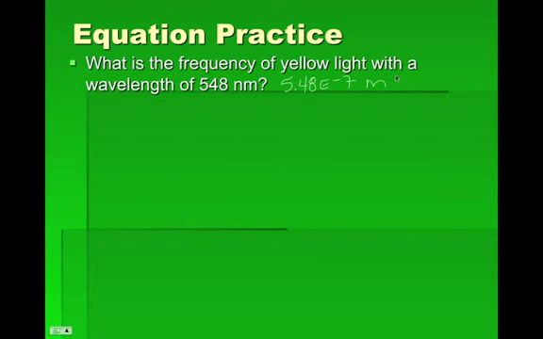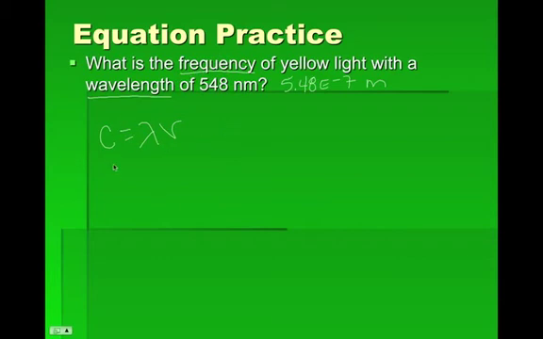So the question wants to know, what is the frequency of yellow light with a wavelength of 5.48 times 10 to the negative 7 meters? So we know wavelength. We're trying to calculate frequency. What's the formula that relates wavelength and frequency? Well, it's c equals lambda, wavelength, nu, frequency. So I'm going to rearrange this to solve for frequency. Actually, you know what? I'm going to go full out given-and-unknown method.